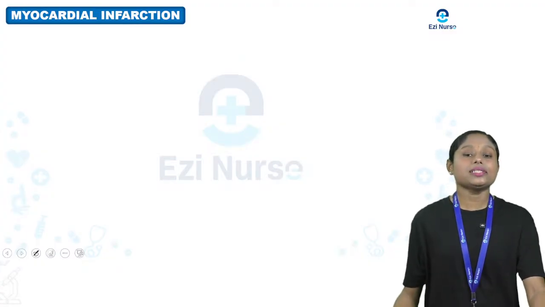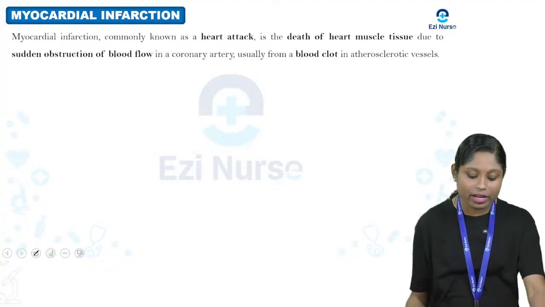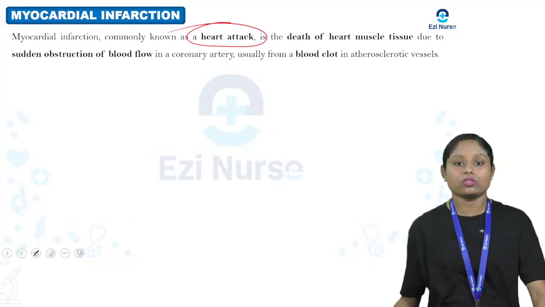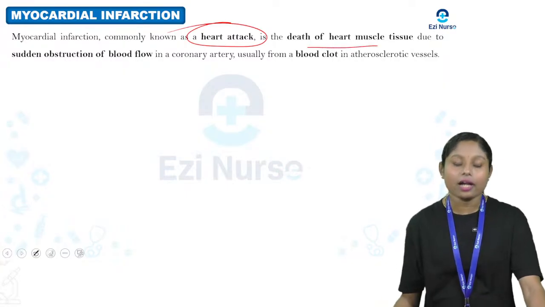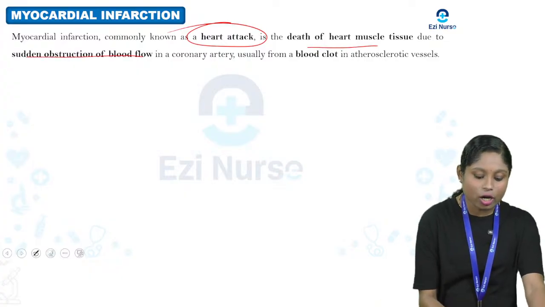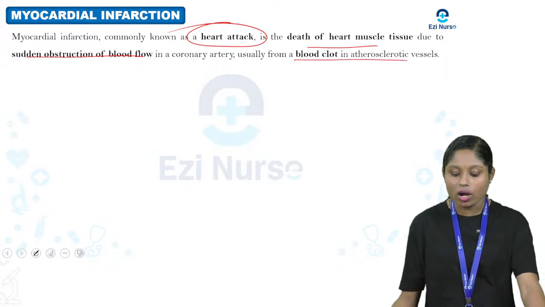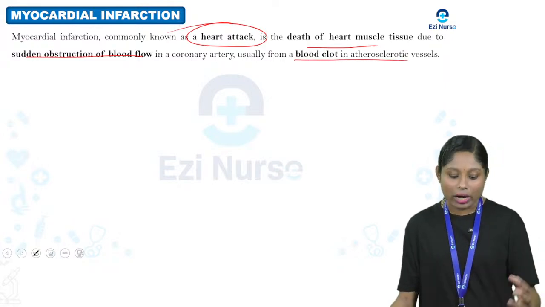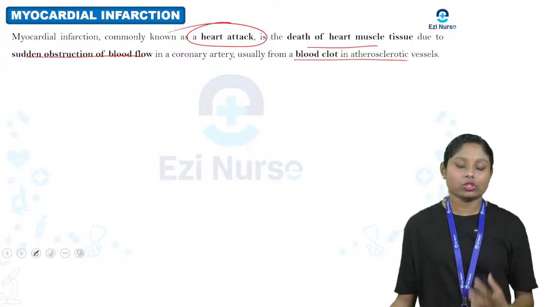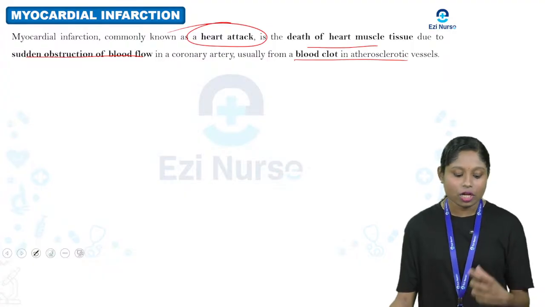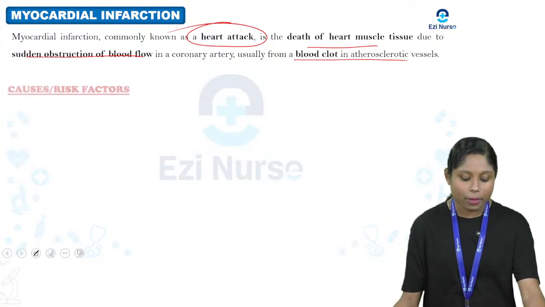So let's discuss another important topic, that is myocardial infarction. What is myocardial infarction? Commonly known as heart attack. It's the death of heart muscle tissue due to sudden obstruction of blood flow in a coronary artery, usually from a blood clot or atherosclerotic vessels. So it's a heart attack, nothing but the death of heart muscle tissue, because of sudden obstruction of blood flow to the heart muscle. That is what is called myocardial infarction.